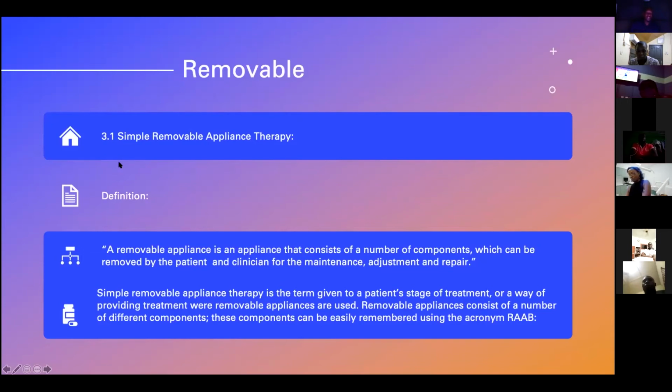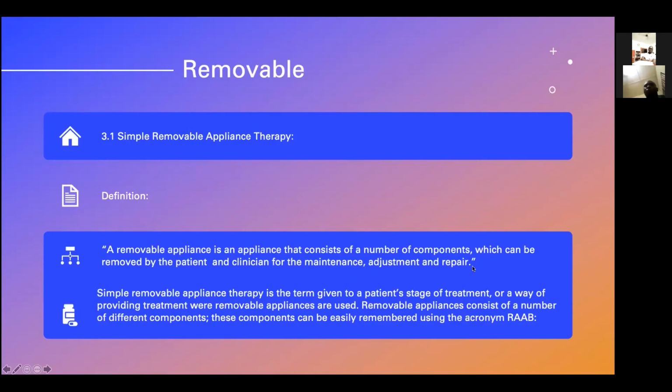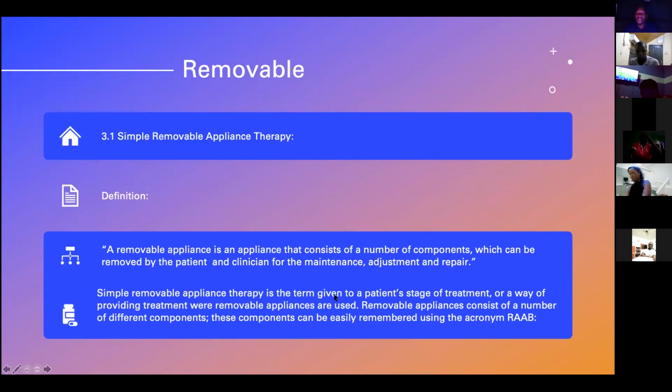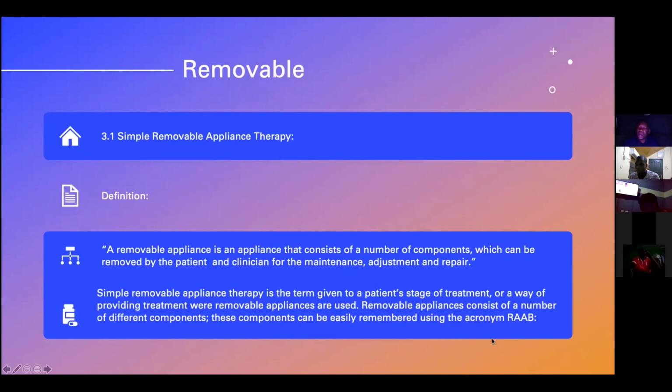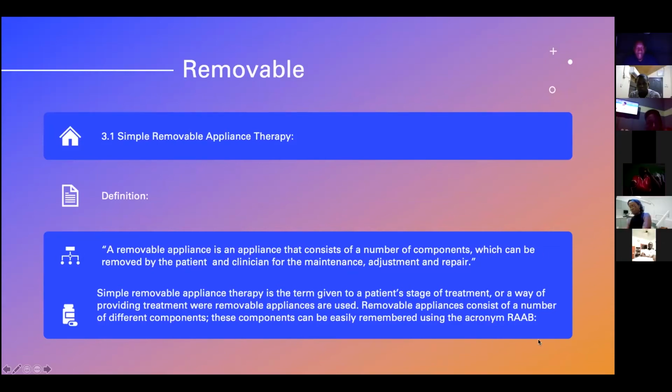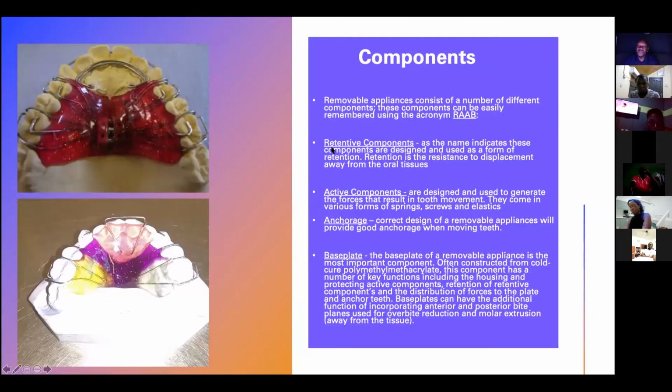All right, so now let's look at removable appliance therapy. Removable appliances consist of a number of components which can be removed by the patient and clinician for maintenance, adjustment, and repair. So simple removable appliance therapy is the term given to a patient's stage of treatment, or a way of providing treatment, where removable appliances are used. Removable appliances consist of various different components, and there's an easy way to remember these components, which is RABA. RABA essentially means retentive, active, anchorage, and base plate.